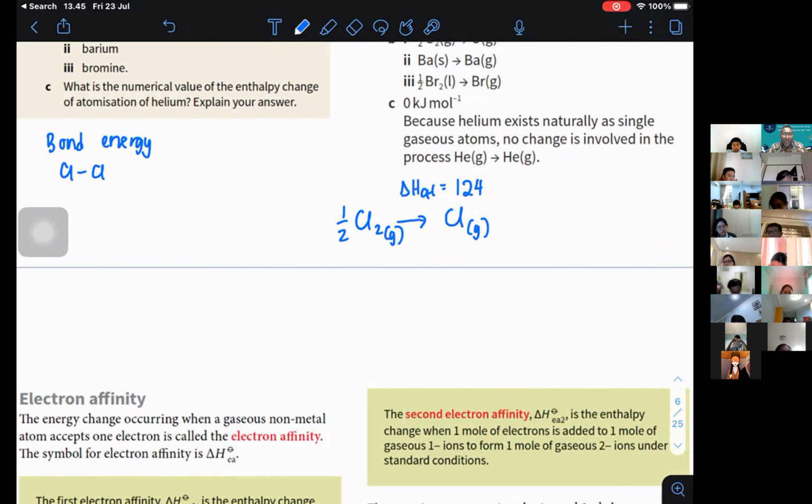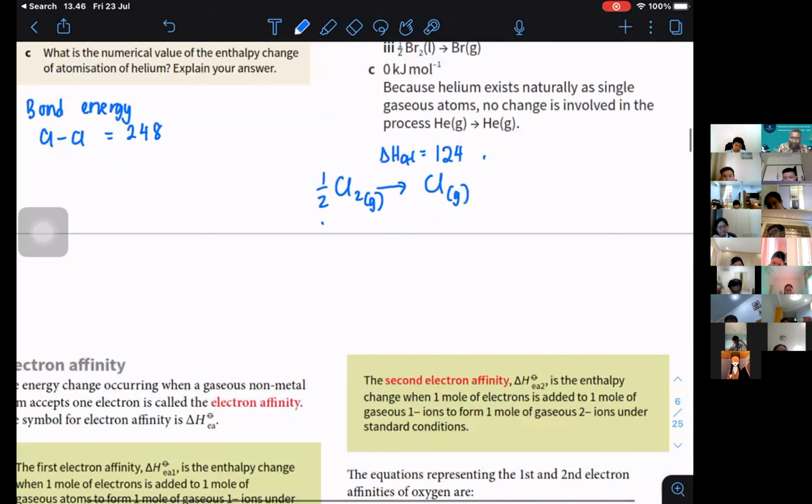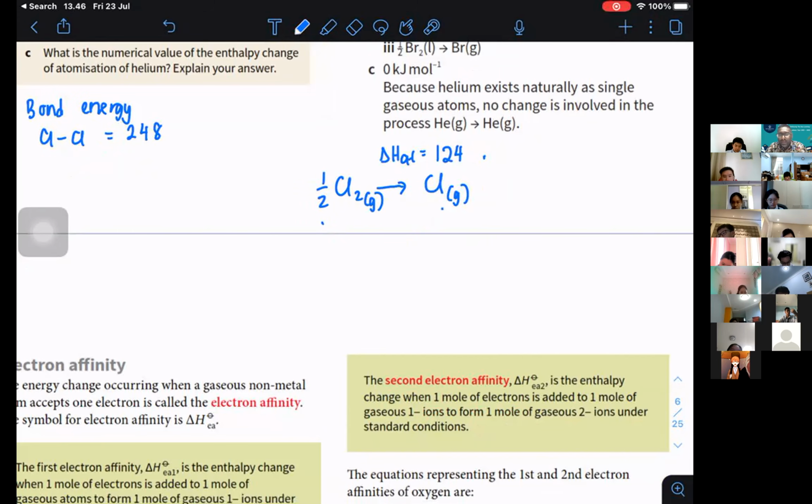And this value depends, but I'll give you the value. Let's say based on my number, it might be 248. And how do I use these numbers to help me write down which one is suitable? For example, if you are doing half Cl2 to change to Cl, then you are forming 1 mole of atom of Cl. You use 124 atomization.